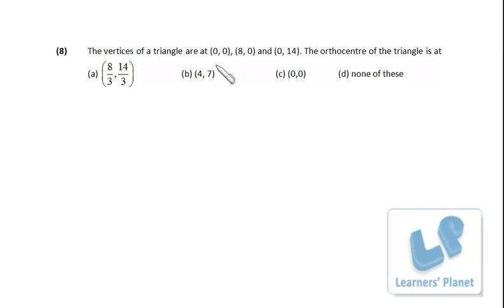The vertices of triangles are this, this and this. The orthocenter of the triangle is at... See, orthocenter is nothing but the concurrence point of altitudes. Here first one point is this, 8, 0 somewhere here and 0, 14 somewhere here, right? So this is the triangle. Now orthocenter is the concurrence point of altitudes. Now we can very well see two altitudes are meeting over here at the origin, right? Obviously the third altitude will also meet at the same point. Okay, so the concurrence point of altitudes is nothing but origin.